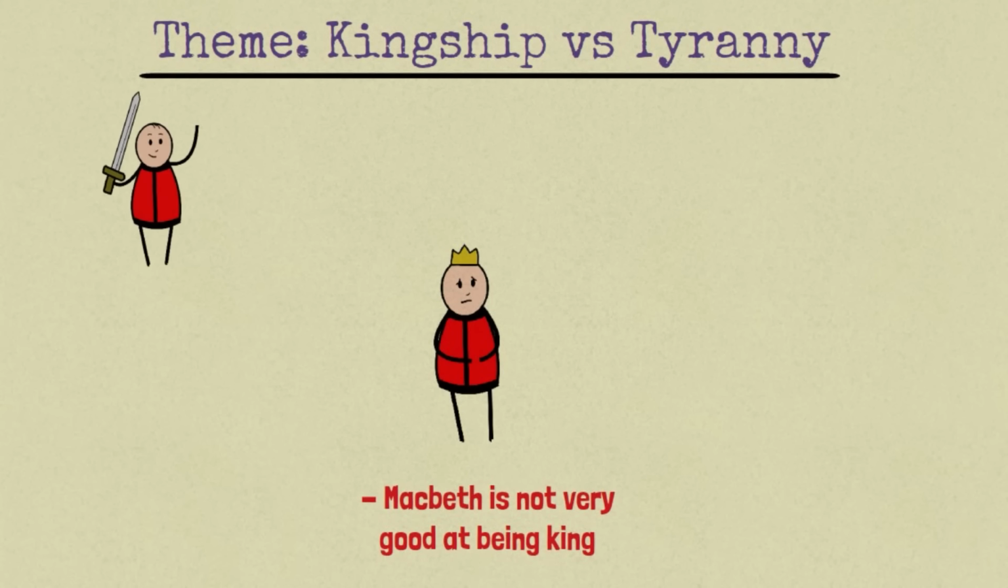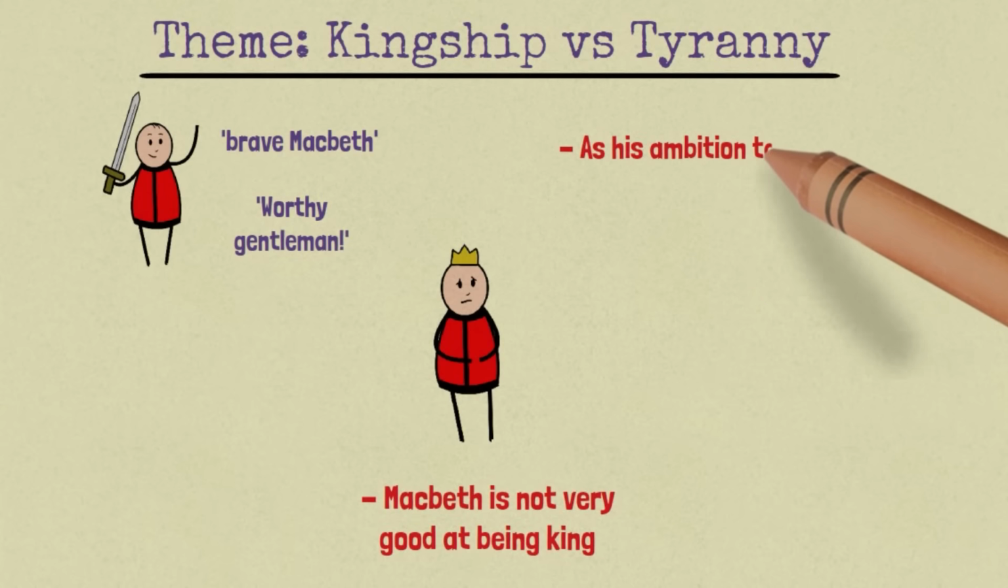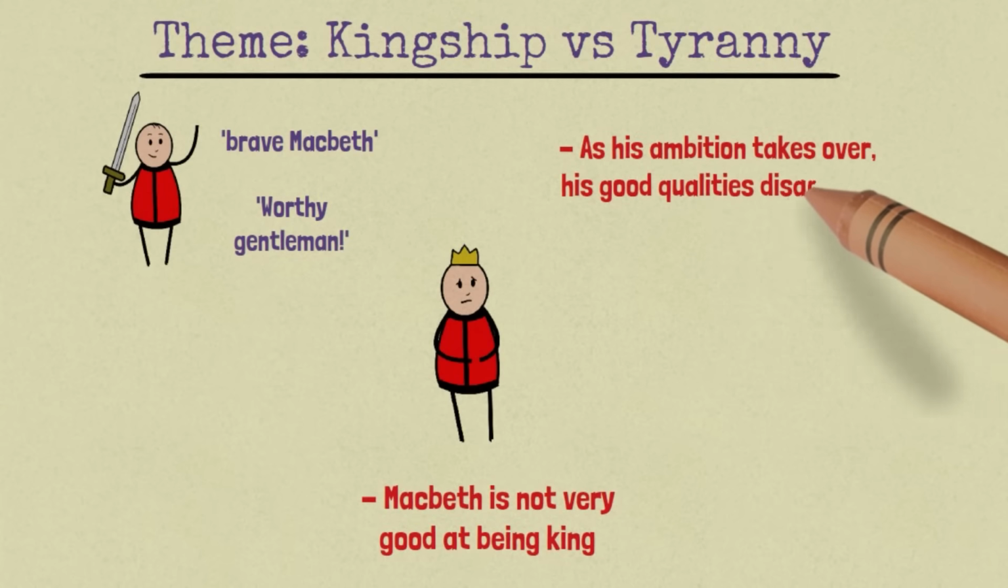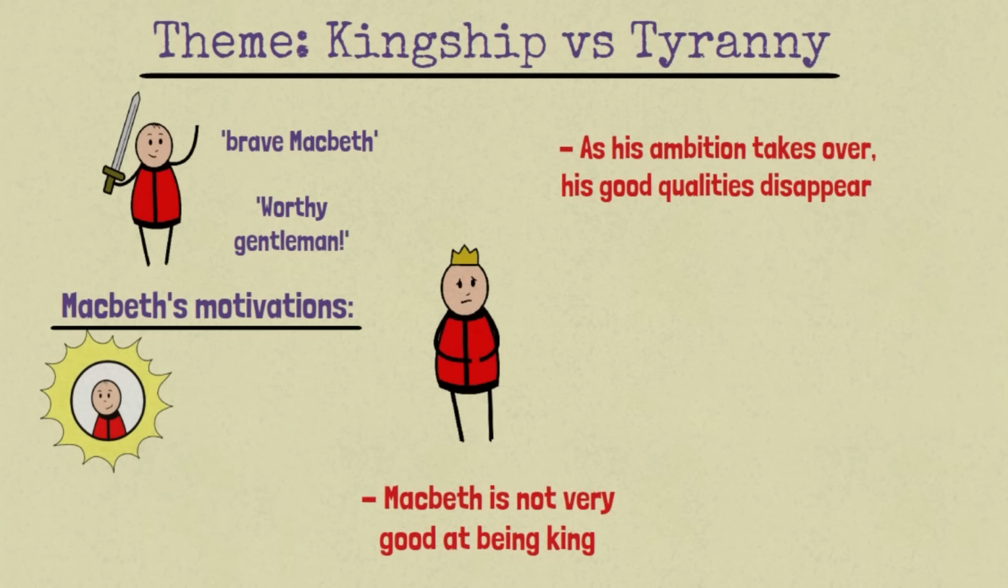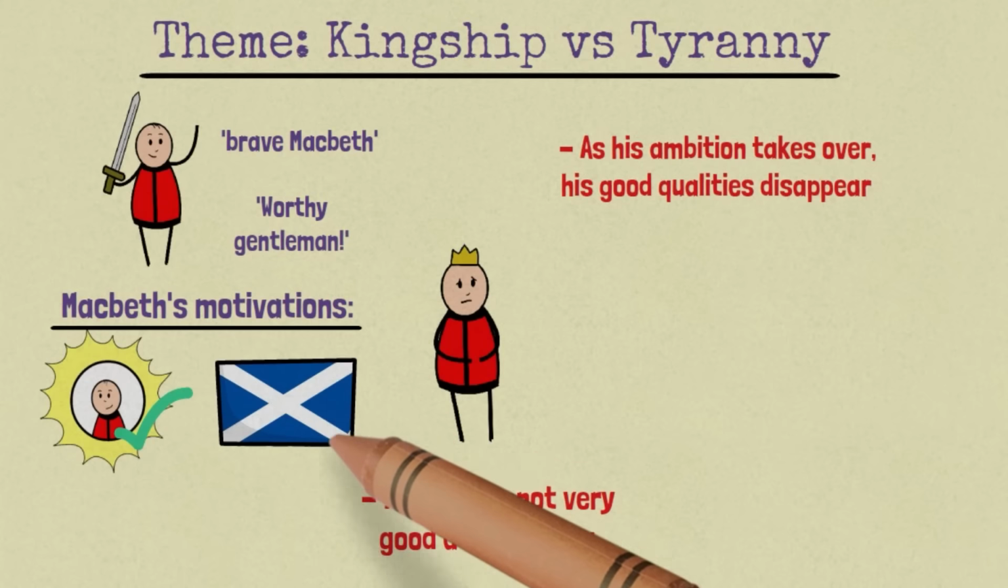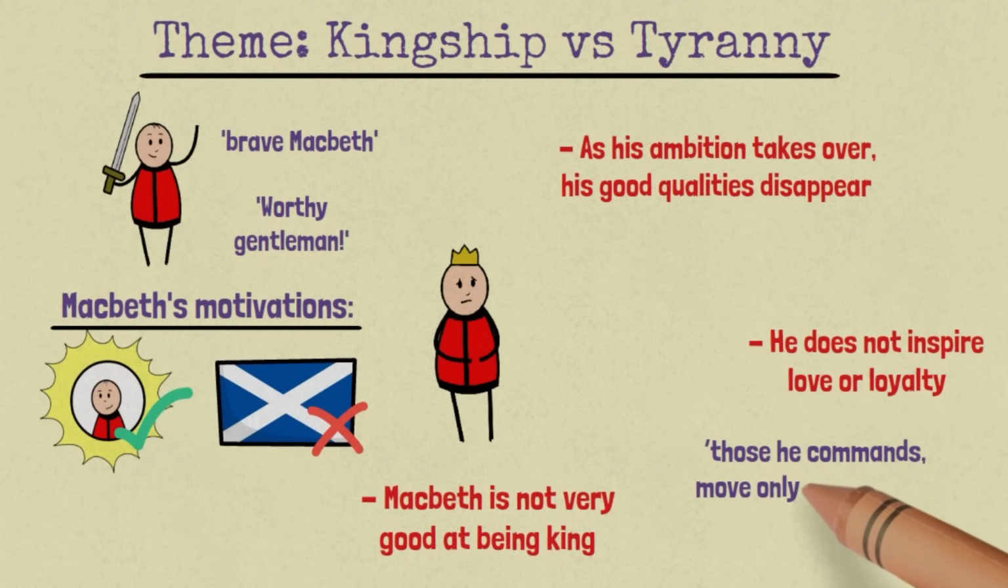At the beginning of the play, he displays at least some of the king-becoming graces, but as his ambition takes over, his good qualities disappear. Unlike King Duncan, his actions are purely selfish, not to benefit his country, and therefore he does not inspire love and loyalty from his subjects. It is said of him that those he commands move only in command, nothing in love.